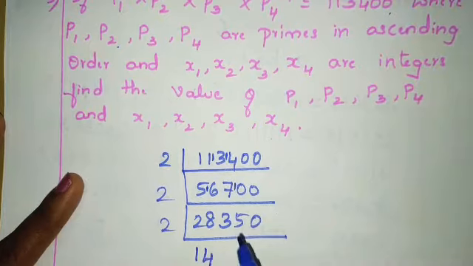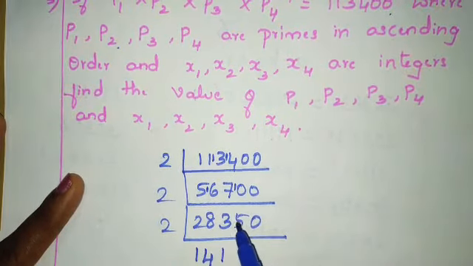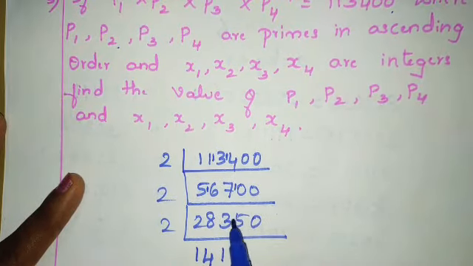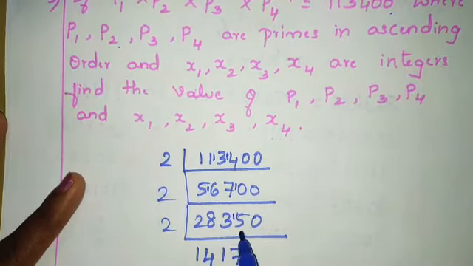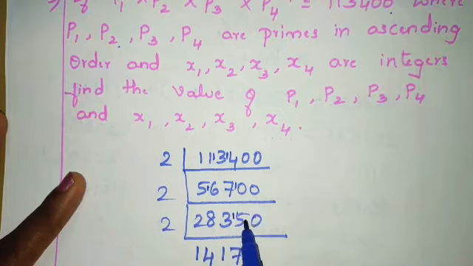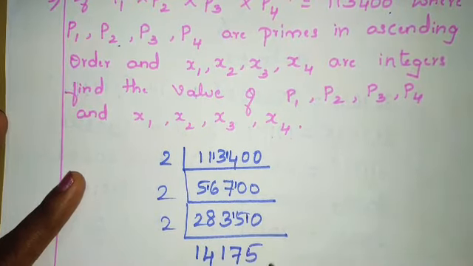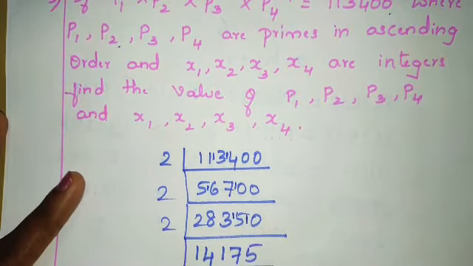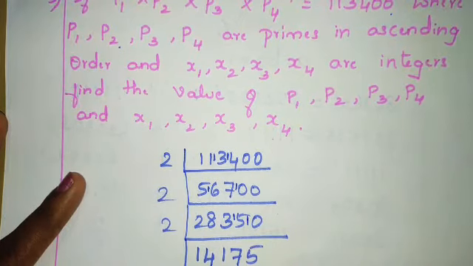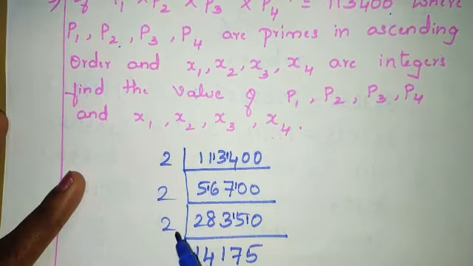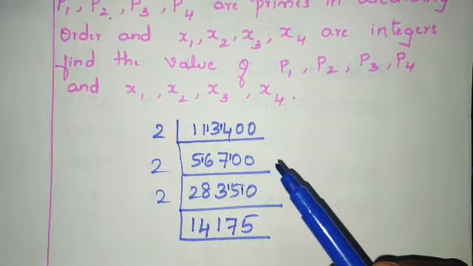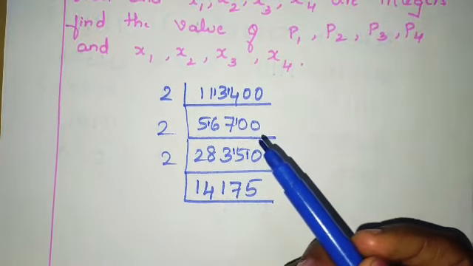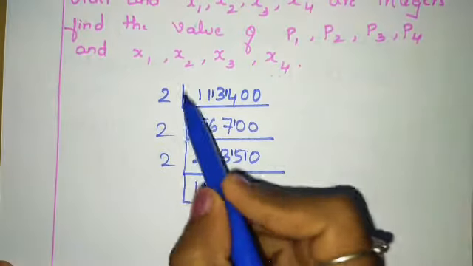2 1s are 2. 2 4s are 8. Again 2 1s are 2. Okay, 3 minus 2 is 1. So shift that 1 here. Then 2 7s are 14. 15 minus 14 is 1. Shift that 1 here. So 2 5s are 10. Got it? So next, this ends with 5, so you can't do it with 2. Either you can try with 5 or with 3, like that. So let me try with 3 now. Okay, so this is 2 cube.